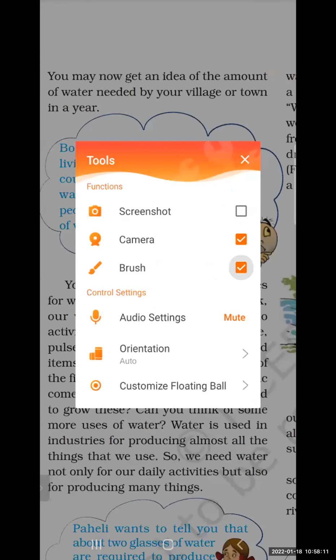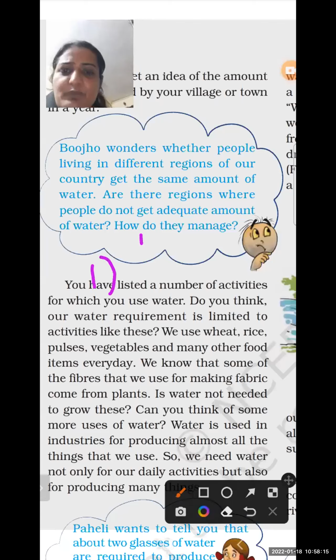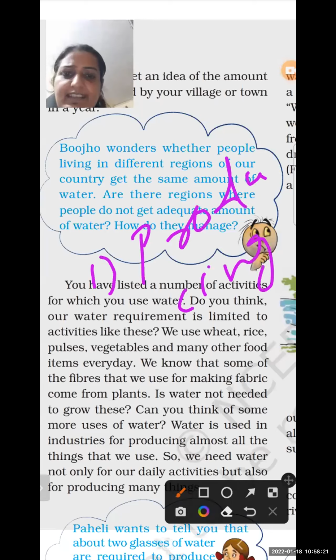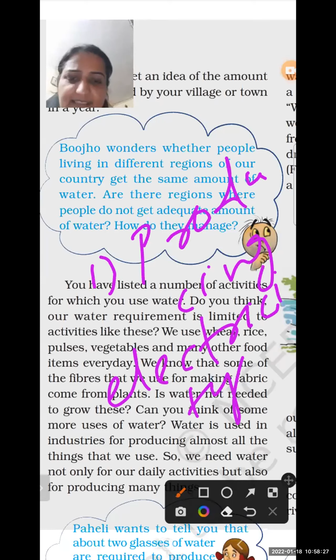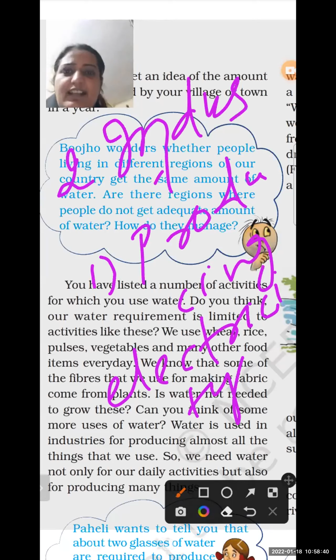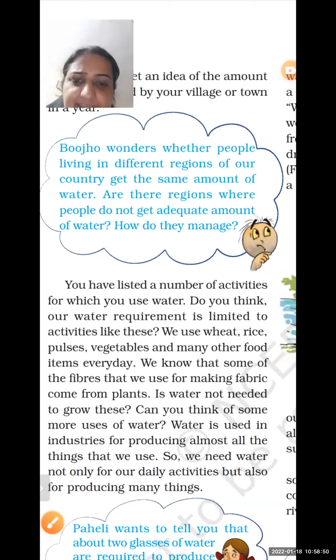First is producing electricity, and the second use is that water is used in industries for producing many substances. So the second use is industries. What are the other uses of water apart from daily activities? First is producing electricity, second is industries, and water is also used for growing our plants.